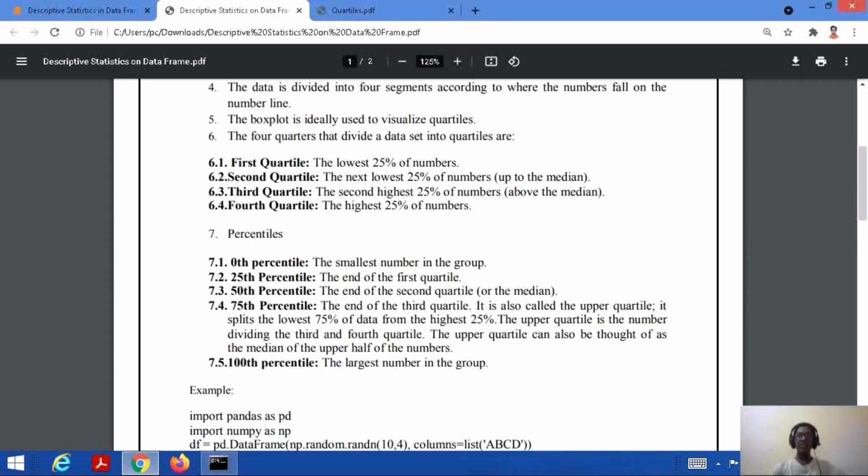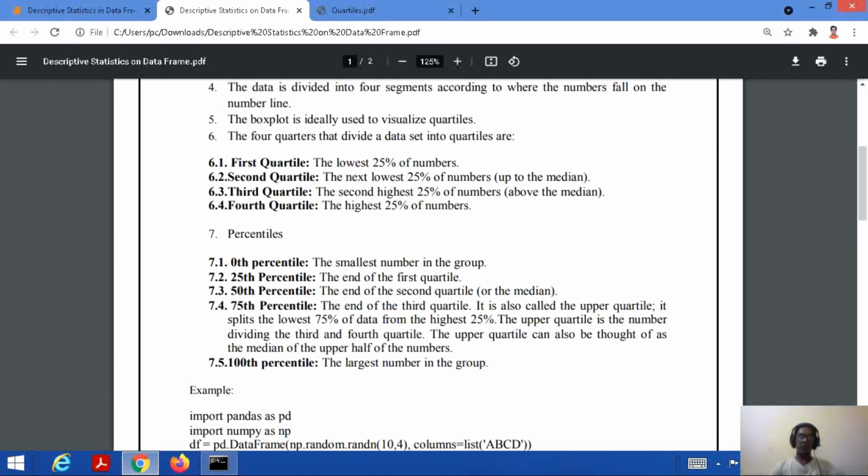The 25th percentile is the end of the first quartile. So where will be the end of the first quartile? That is the 25th percentile. The 50th percentile is the end of the second quartile. The number at which the second quartile ends is the 50th percentile, and it is the median. The 75th percentile is the end of the third quartile, and the 100th percentile is the largest number in the group. So this is how we classify the percentiles.